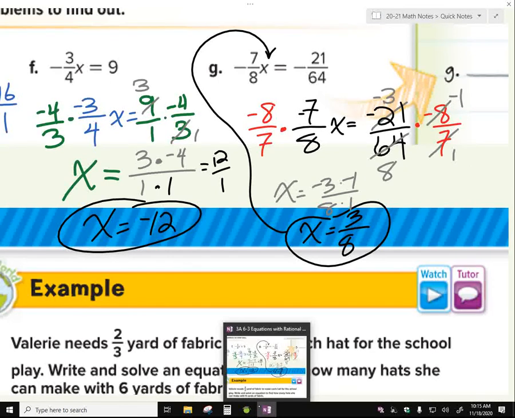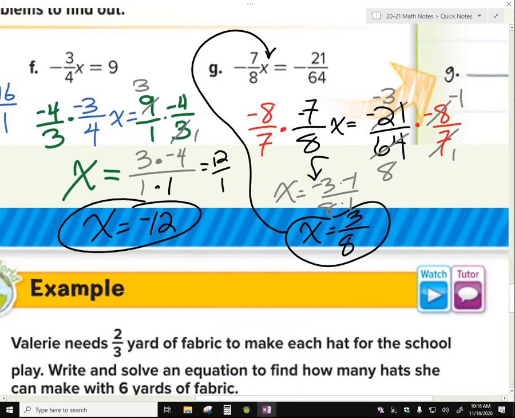But the thing is, using a calculator with the fractions, it's going to give you a decimal for your guys' calculators. So just be careful about that. Yes, sir? Yeah. Yep, good question. I'm going to point that out. A negative times a negative became a positive in the numerator.